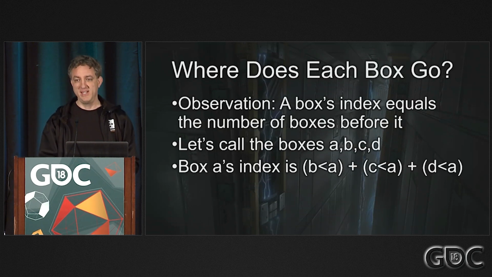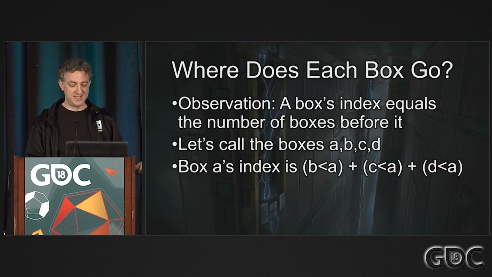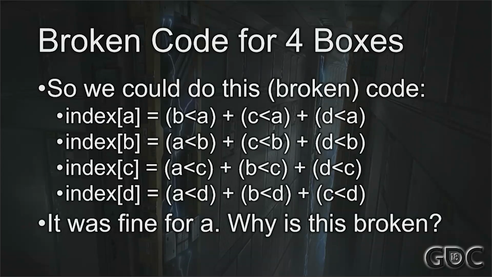So how do we figure out where each box goes in our sorted list? Because we don't want them just in the order they're in the tree. We want them in front to back order. So we observed that the index it should go to is the number of boxes that should go before it. So I'll call the boxes A, B, C, D. Box A's index is B is less than A, plus C is less than A, plus D is less than A. That's pretty easy. So we could do this, and it would not work. We could just do it for each box, but it doesn't work. So why is it broken?